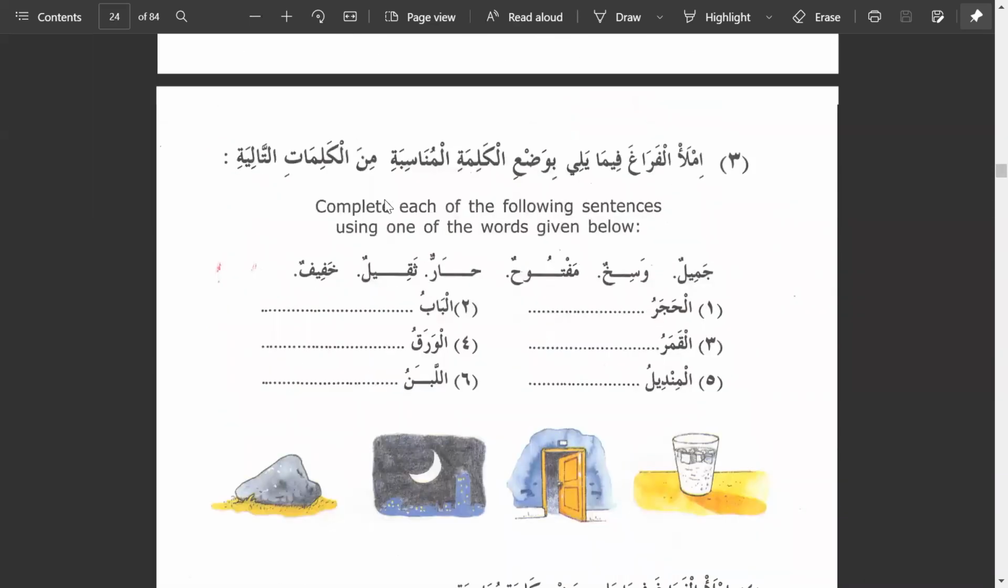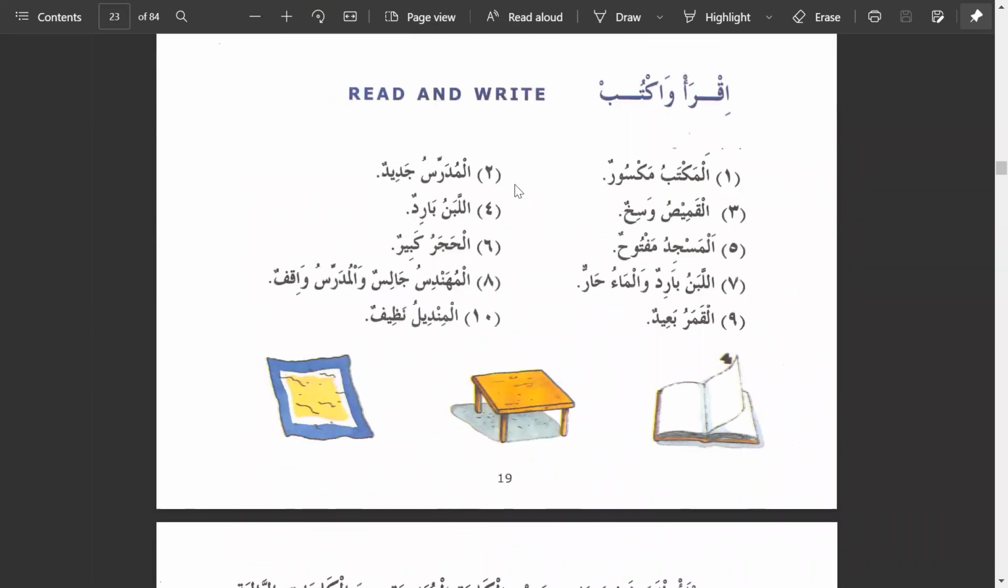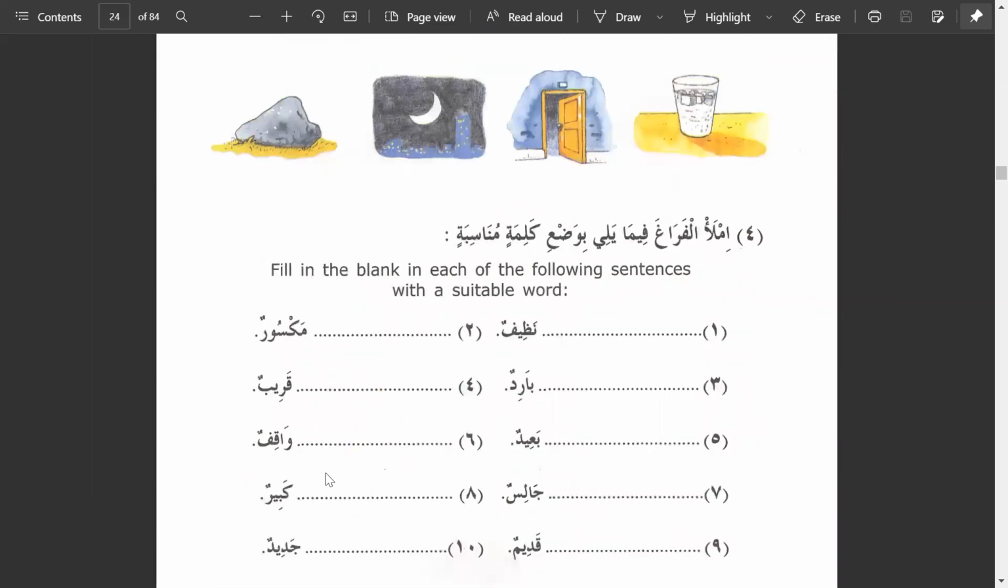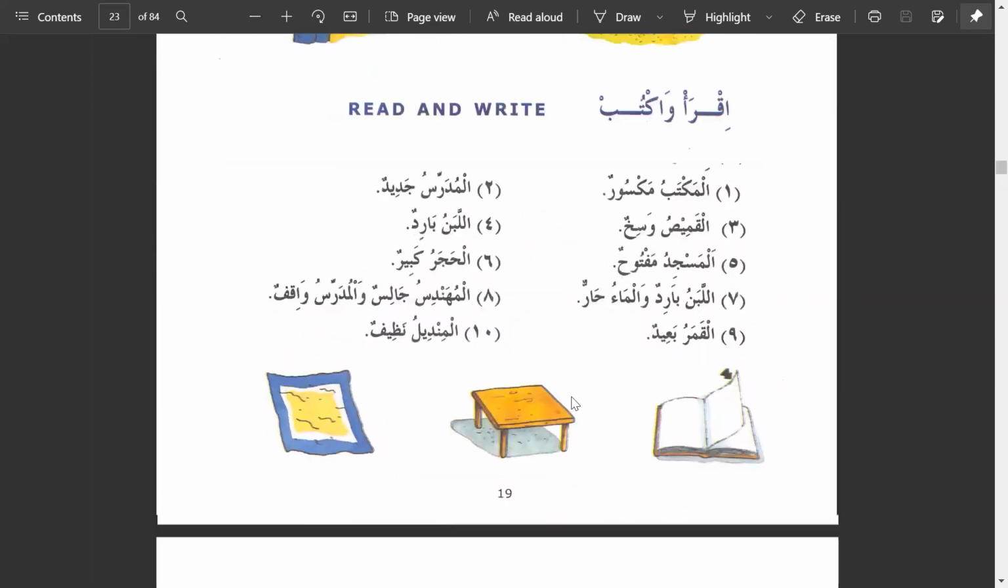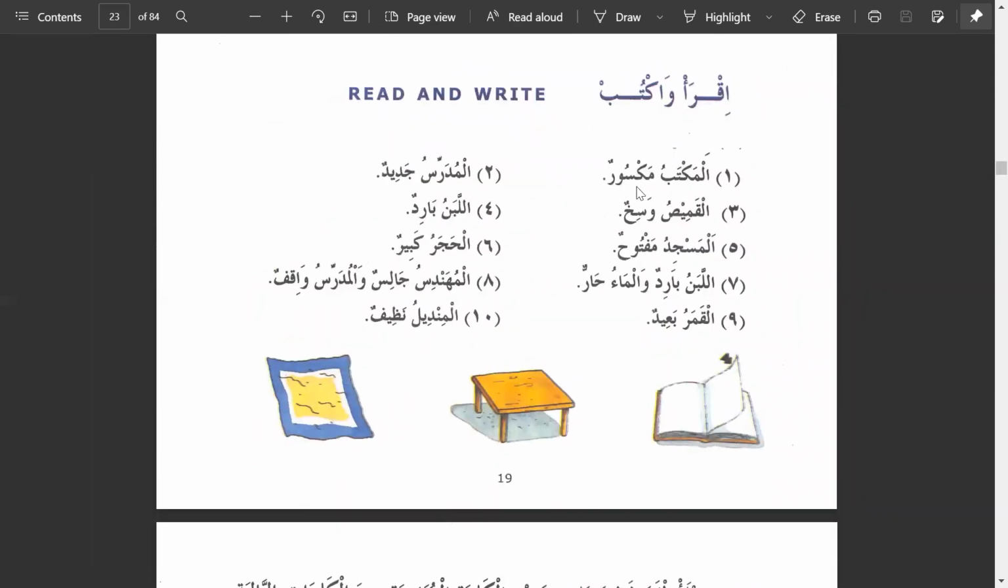The thing is, let's do this exercise again. Just a review of the previous session, and then we can go on. This week you can do this assignment, right? Okay. This is reading and writing, and we are going to translate also. Al-maktabu maksurun.